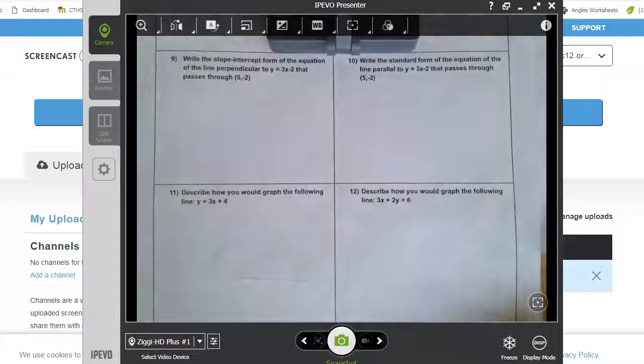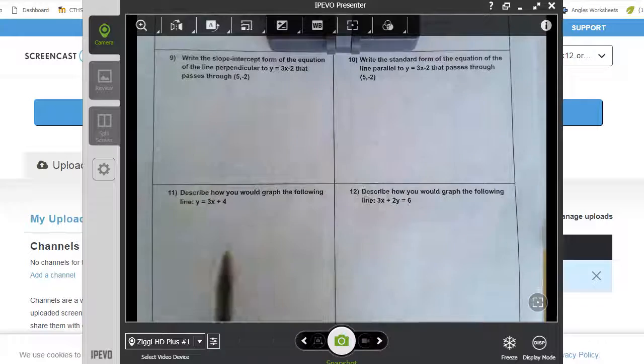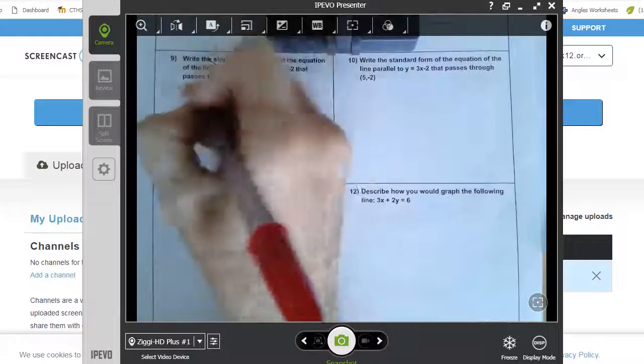Okay, so this is the review of linear equations related to the quiz we had on linear equations. This is part 2. I'm just finishing up numbers 9, 10, 11, and 12. Number 9, I want slope-intercept form.